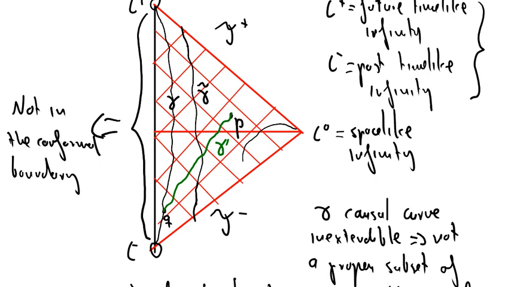in this picture it is easy to see what this chronological past is. Well, it's just, which color should I use? Maybe this one. Okay, so it is this region. You have to consider the set of points such that we can join those points with a time-like curve which starts at gamma tilde. Okay.